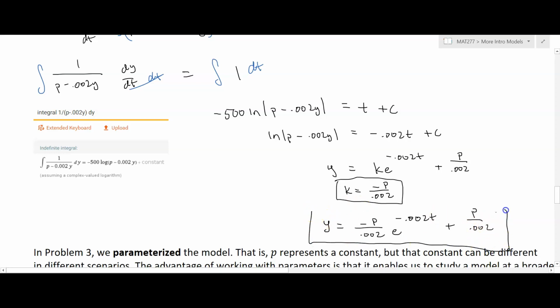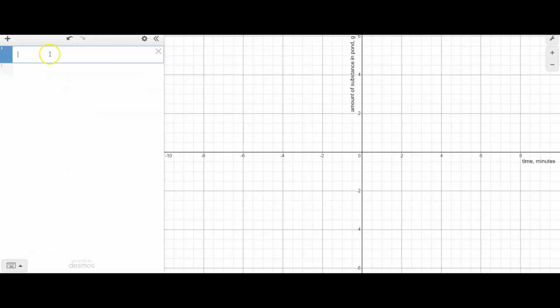Okay, so if we wanted to now work with this equation, we could go into Desmos and we could, in place of the symbol P, put the symbol P. And I'll show you exactly how to do that. So let's say here we have s of x equals, and we have negative P, and you can see that right away when you put in a symbol other than x and y, you have this button that says add slider. We'll come back to that in a second. So divide that by 0.002, e to the negative 0.002x plus P over 0.002.